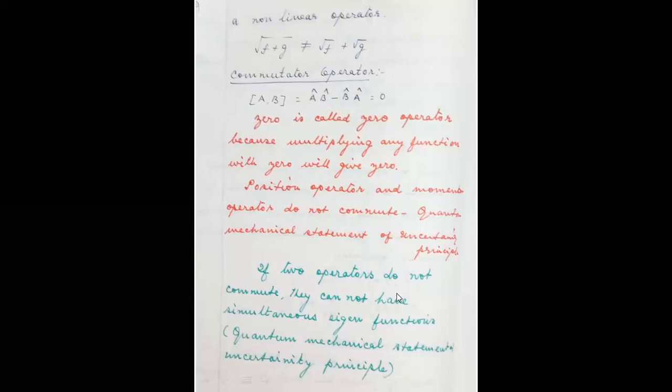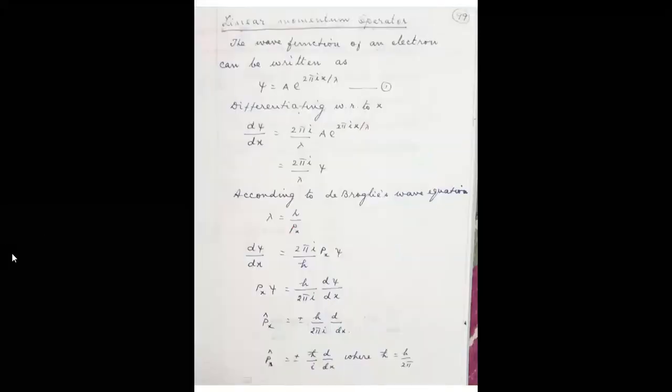See, two operators do not commute if they cannot have simultaneous eigenfunctions. This is the mathematical statement of Heisenberg's uncertainty principle, the quantum mechanical statement of Heisenberg's uncertainty principle. So these are all operators and functions.